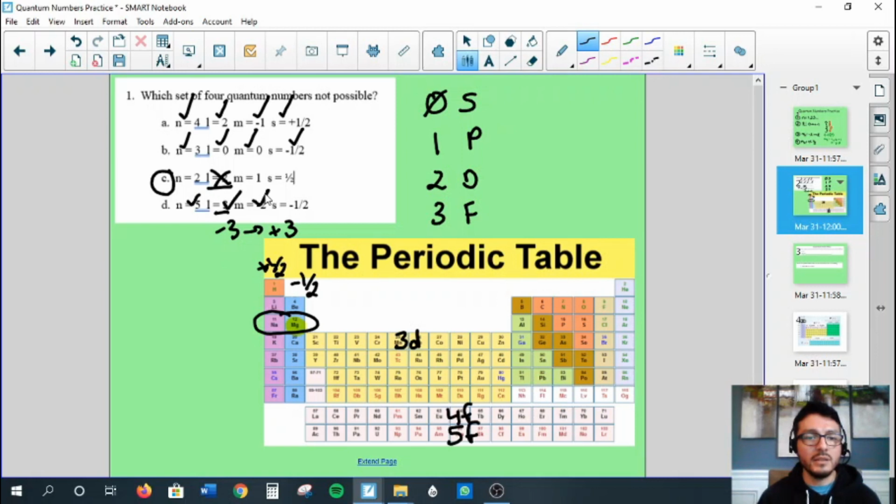That's right. Now, last number, -half. Well, yes, anything on this end, rather, this end here under 5F, is going to be -half. So yes, this is also possible, which means the only incorrect one is C.